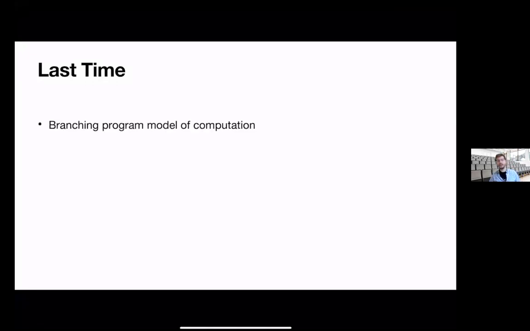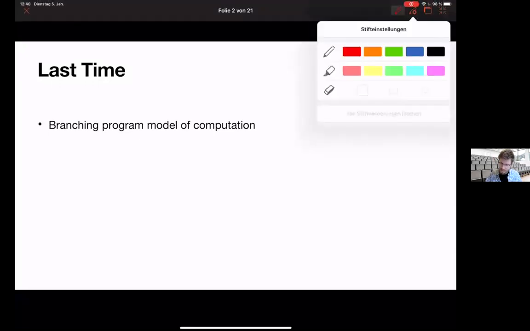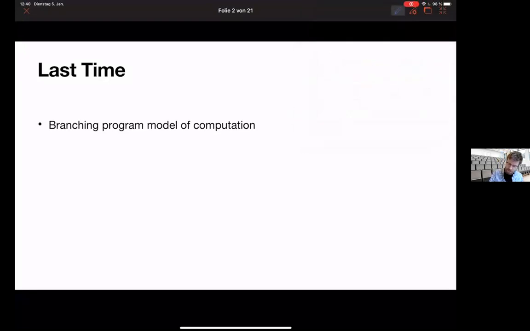Last time we talked about the branching program model of computation, and as you recall, a matrix branching program is given by a set of matrices. Let's call them S1,0, S1,1, and so forth, S2,0, S2,1, and so forth until SL,0 and SL,1.